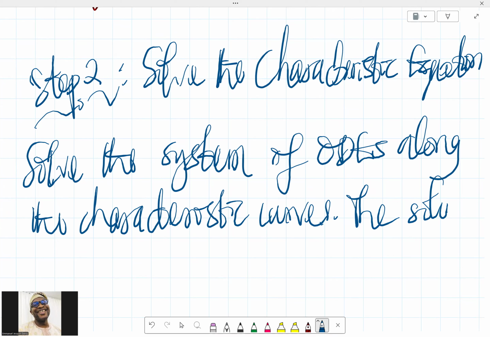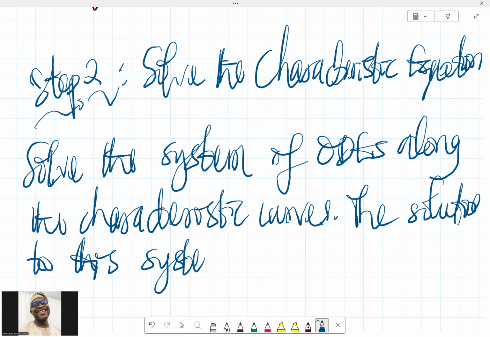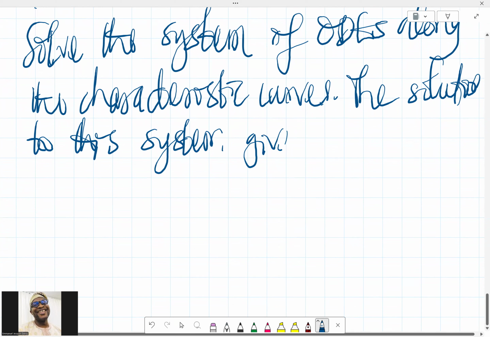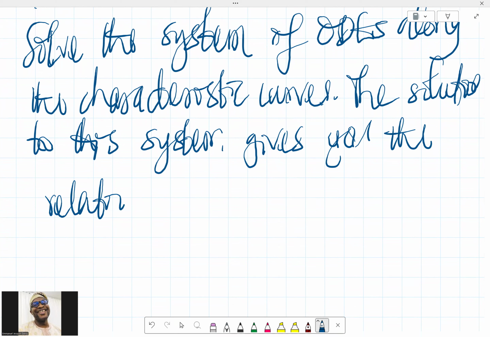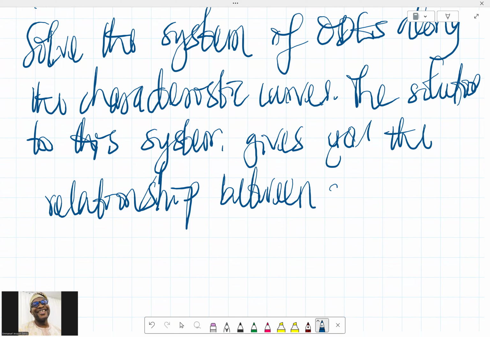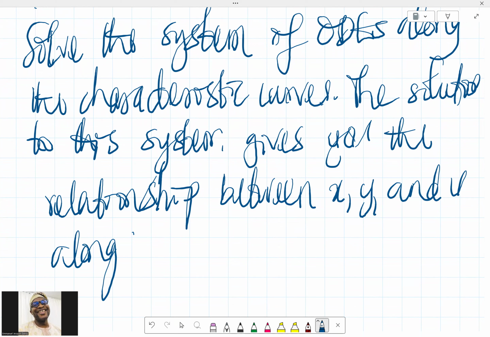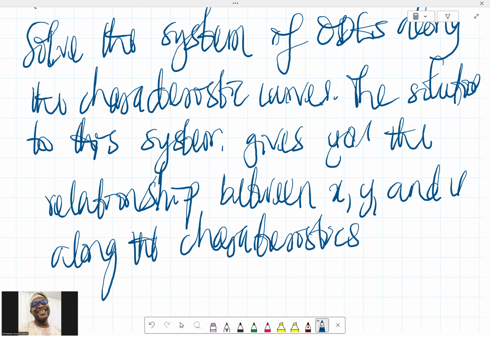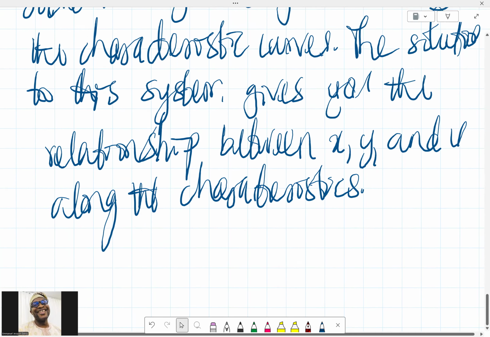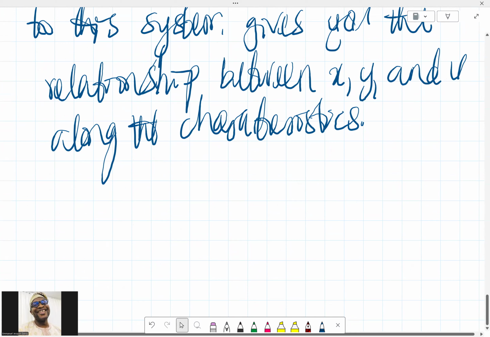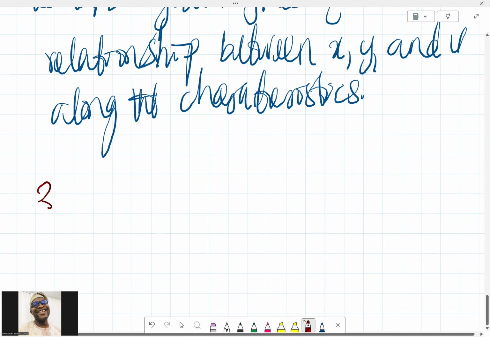So the solution to this system gives you the relationship between x, y, and u along the characteristics. Then for number three, step three.